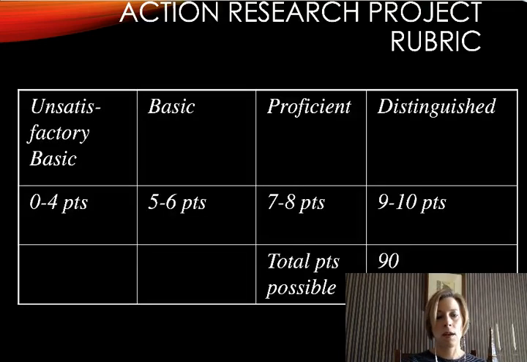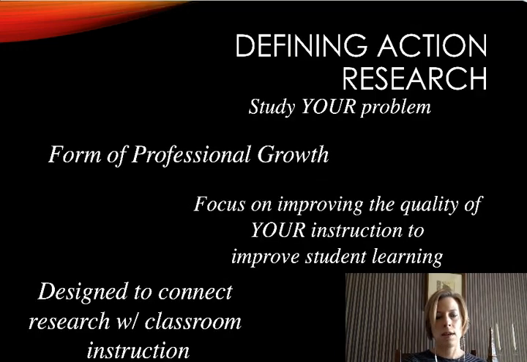The Action Research Project rubric, as I've mentioned, is included in the syllabus, and we'll refer to it as we go every week, but it's based on the criteria of unsatisfactory or basic, proficient, and distinguished. So it's a common rubric. And it shouldn't be any surprise as you've been through the Baker program, you'll see those criteria in other courses.